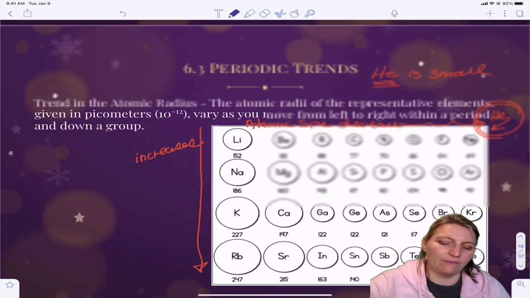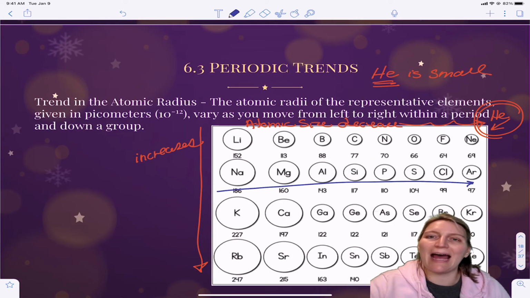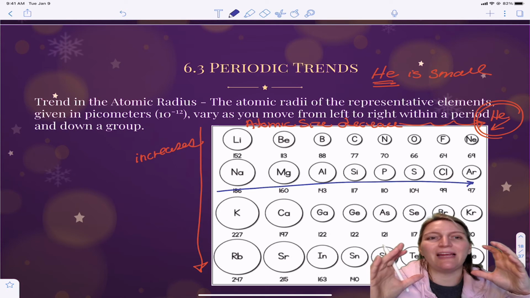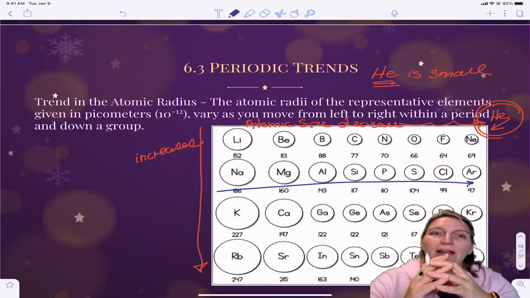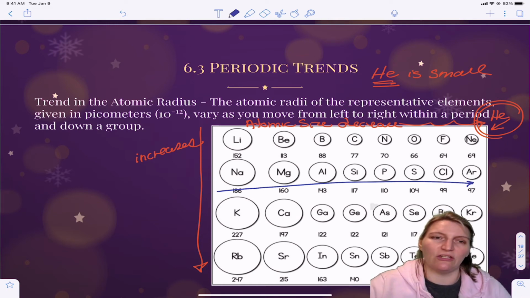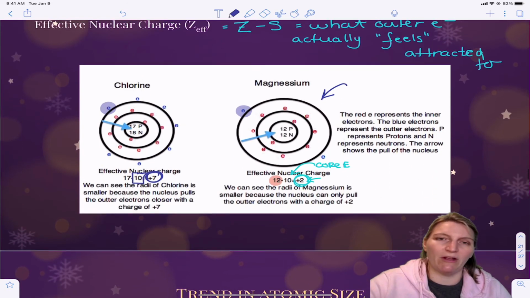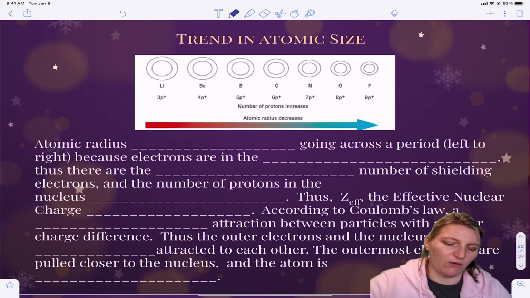That is why, as you move across the periodic table, the atoms get smaller, because they have more and more protons, but the same number of shielding electrons. So the effective nuclear charge gets bigger, and those electrons are more attracted to the nucleus. They're sort of pulled in, sucked in to the nucleus. That's what's going on. That's why atomic size decreases as you go across.